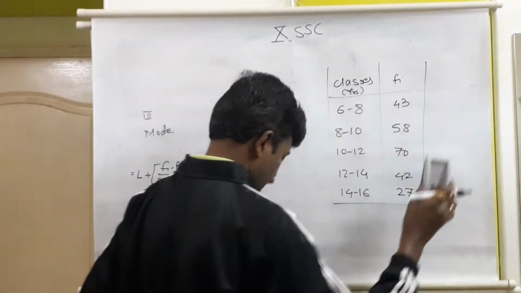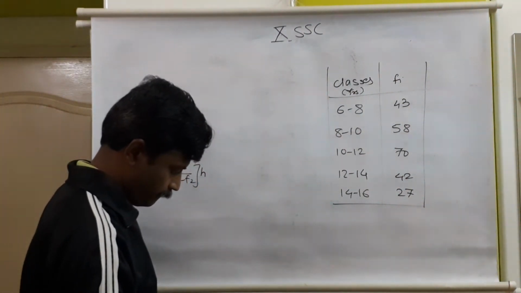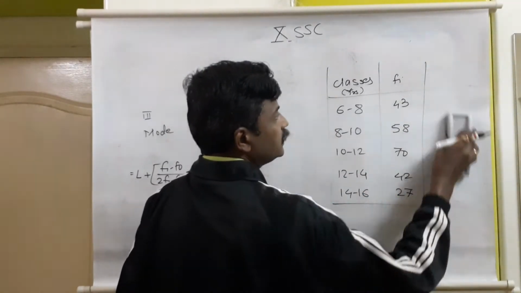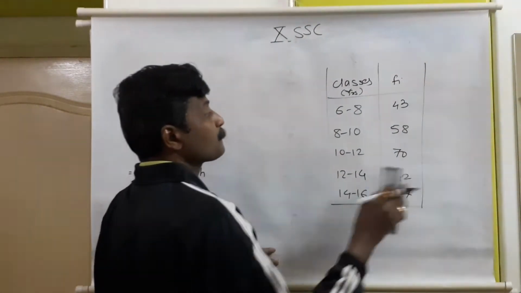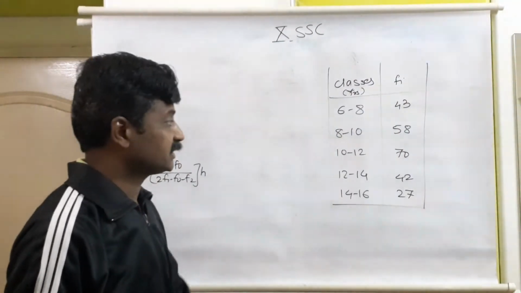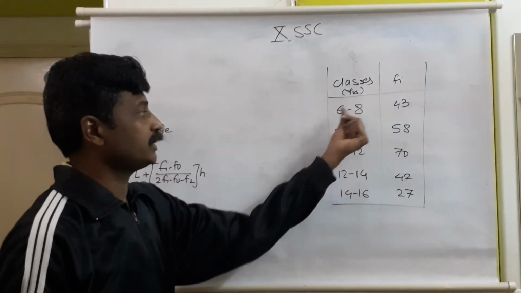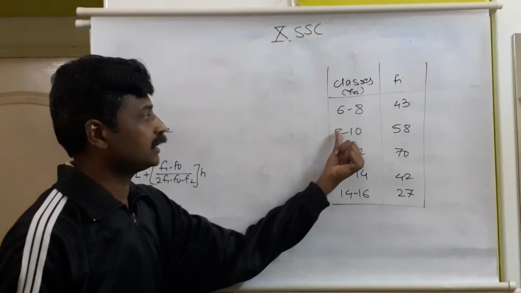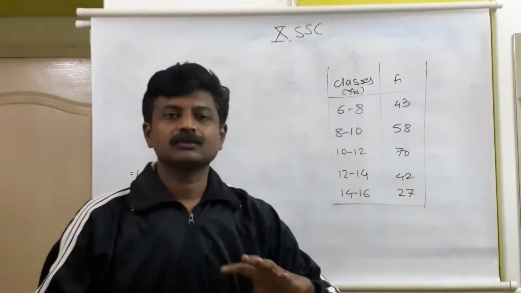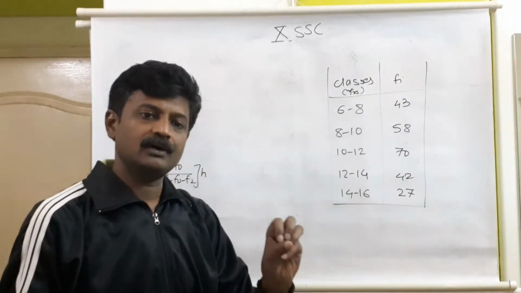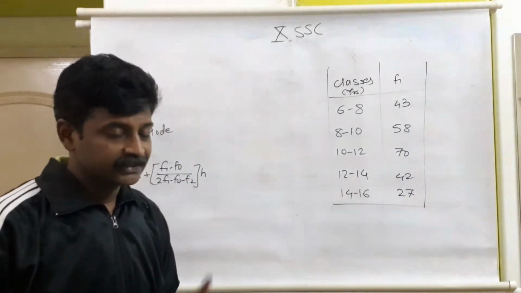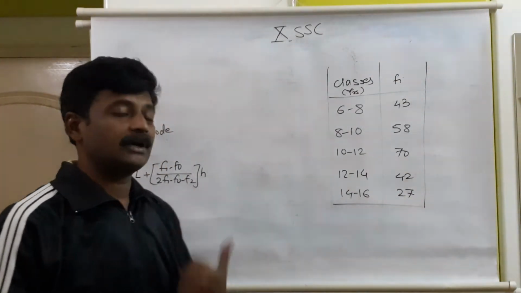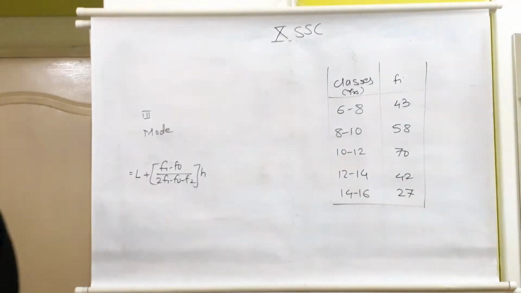The important part is, are the classes continuous? Yes, the classes are continuous: 6 to 8, 8 to 10, 10 to 12, 12 to 14. If we see the successive classes, the upper and lower limits are continuous. So it is not necessary to make them continuous again, they already are. Classes should be continuous as h is part of the formula for the mode.